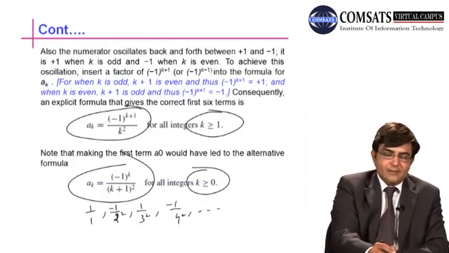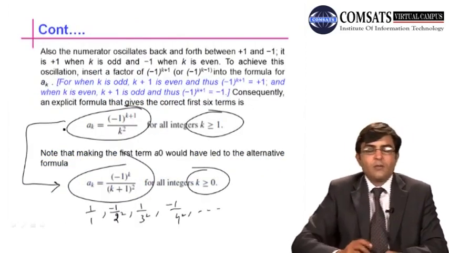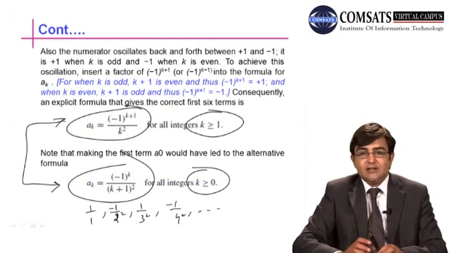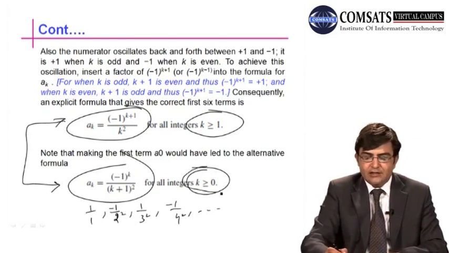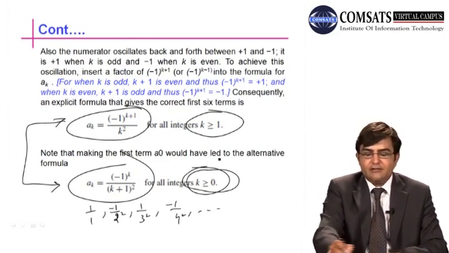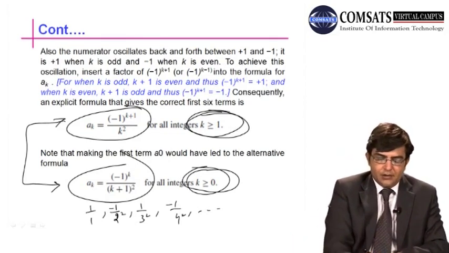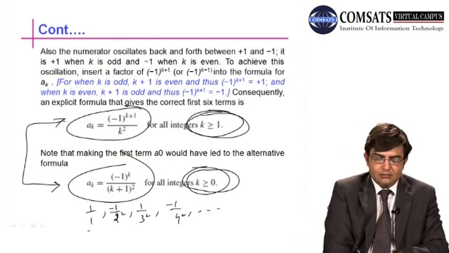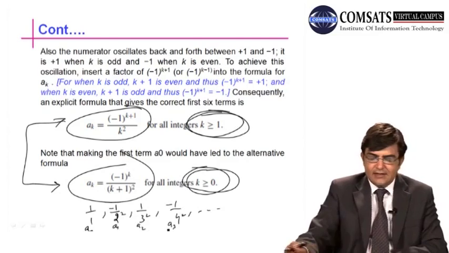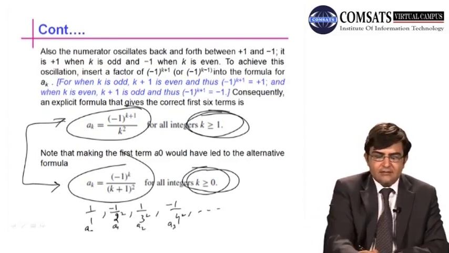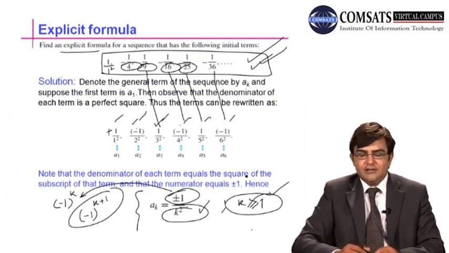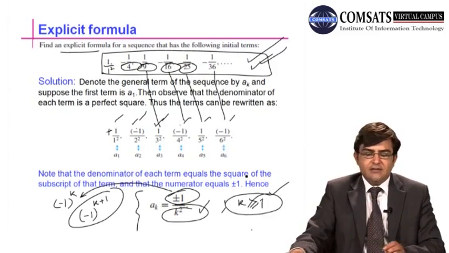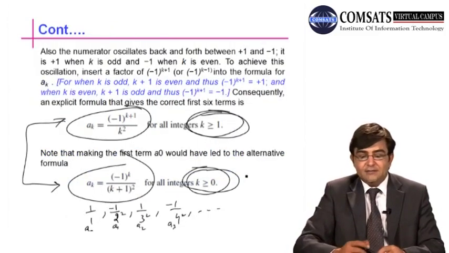So these are two different explicit formulas which express the same sequence. But what is the difference between these two formulas? The difference is the domain. Here the domain is starting from 0, here the domain is starting from 1. So here, this is basically A0, this is A1, this is A2, this is A3. But here in this case, this sequence is starting from A1. So there is a difference between notations, but in general we obtain the same sequence.